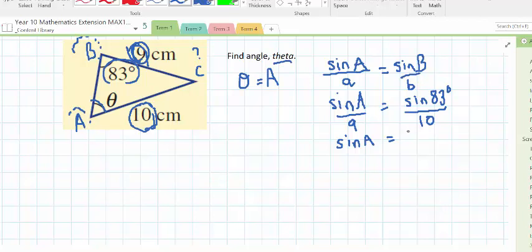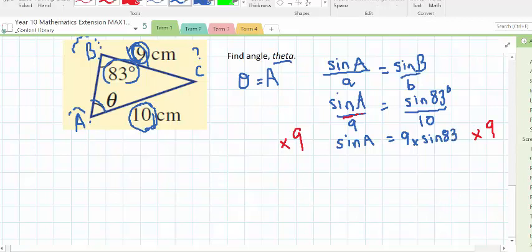We want to get sine A by itself, so we need to multiply both sides by 9. What you do to one side, you've got to do to the other. That's the inverse of dividing by 9. So we've got to times both sides by 9. Thus, we need to times this side by 9. Now, if you times a fraction by 9, you're really just timesing the numerator by 9. It's your basic work on fractions that you should be very familiar with by now.